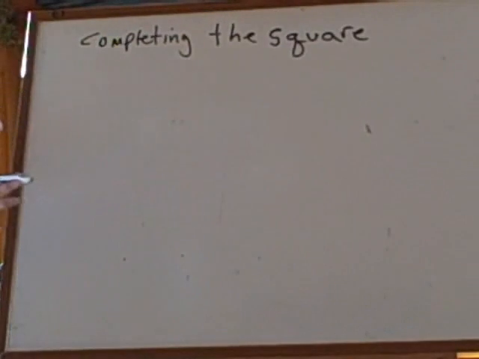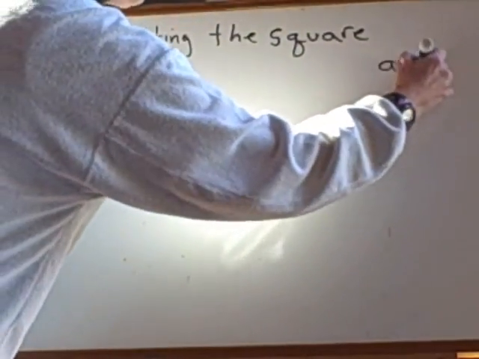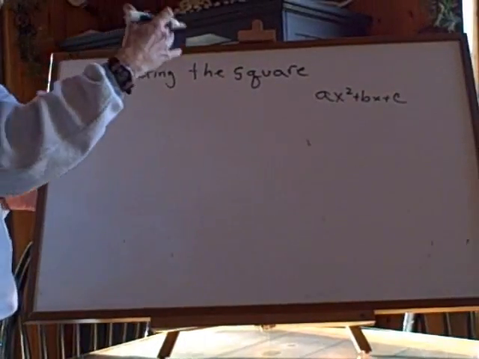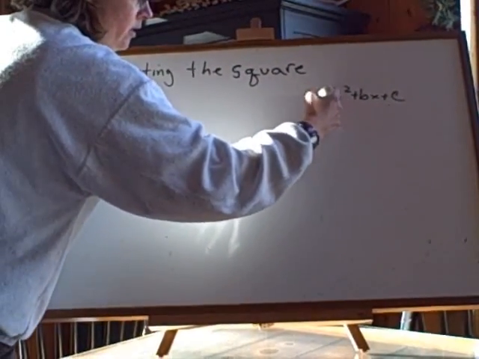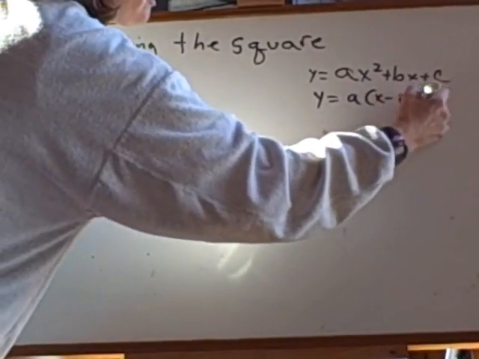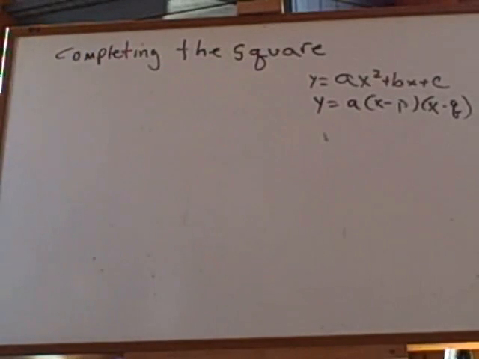When we're looking at the forms of a quadratic, we have three forms. There's the ax squared plus bx plus c, which is your general form. We want to solve that one. We have our y equals a times x minus p times x minus q, which is our intercept form.